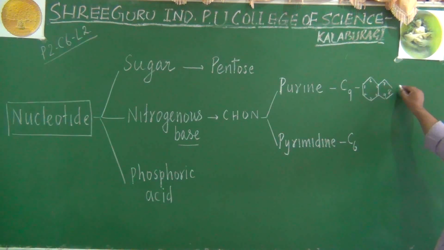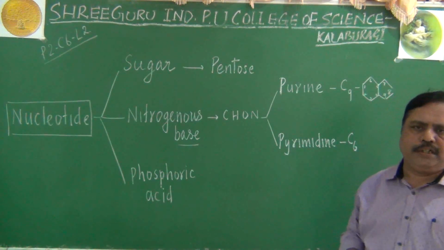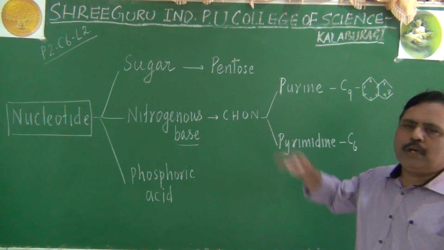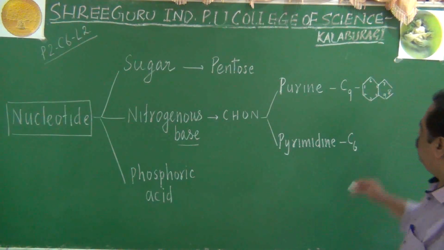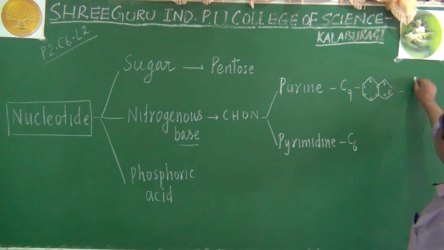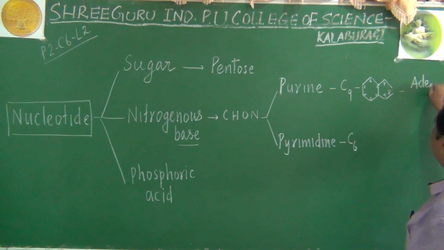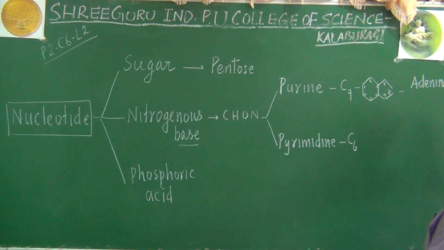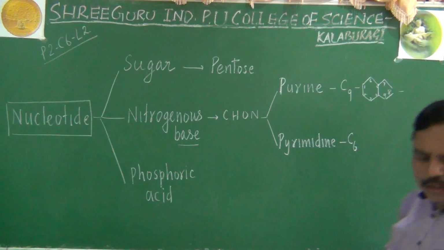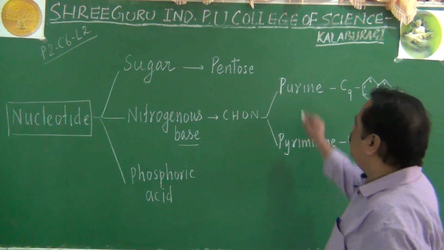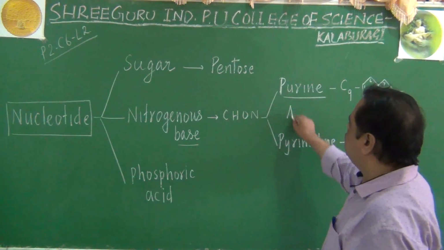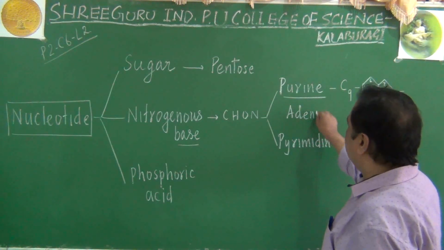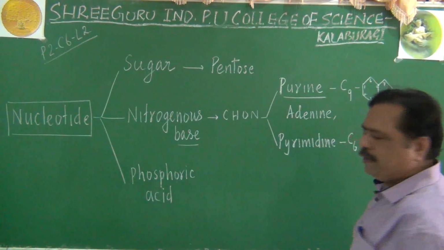Now, what are the types of purine? Purine can be further differentiated into 2 types of molecules. One type of purine is called adenine. Okay, let me write here. The purine can be of 2 types further. One of the types of purine is known as adenine. Remember the spelling here, adenine.